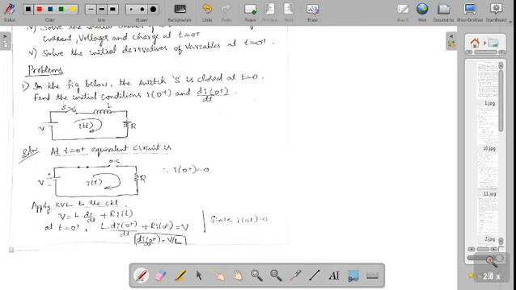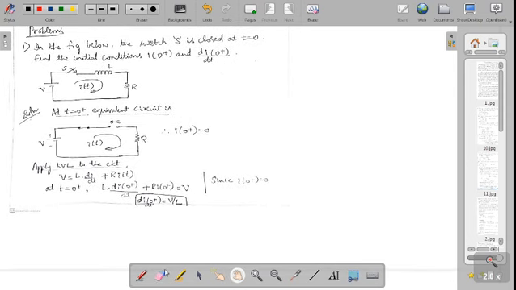Then what we need to find out? We need to find out the current I immediately after the switch is closed. Then we need to find the derivative of this current, that is derivative of I of 0 plus. So these are the two things which you need to find out. And so what we need to do is, first at t equal to 0 plus. So this is your solution.